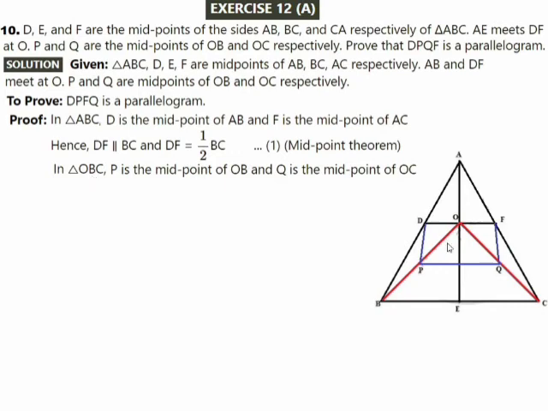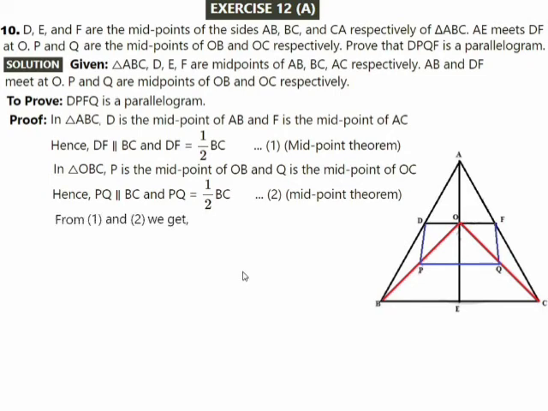Similarly in triangle OBC, P is the midpoint of OB and Q is the midpoint of OC. So we can say that PQ is parallel to BC and PQ is half of BC. Let me call this equation 1 and this equation 2. Now from 1 and 2, this is also half BC, this is also half BC. So can I say that DF is equal to PQ? Yes.